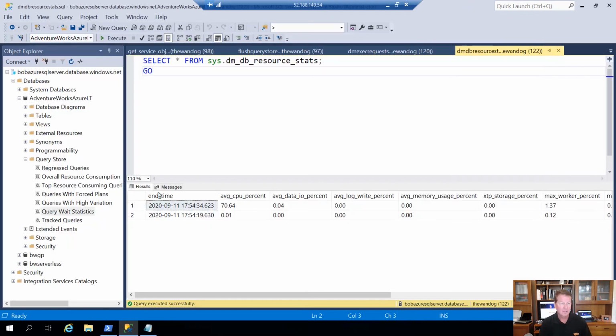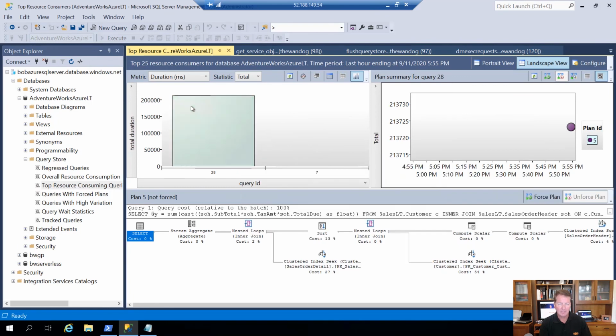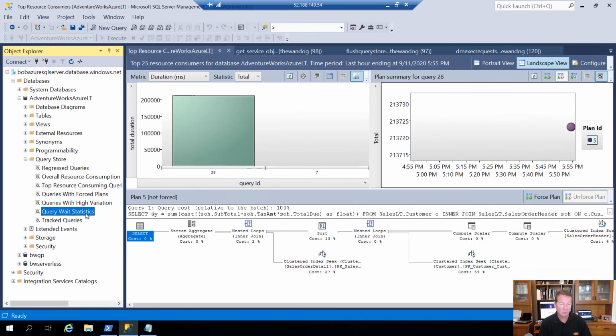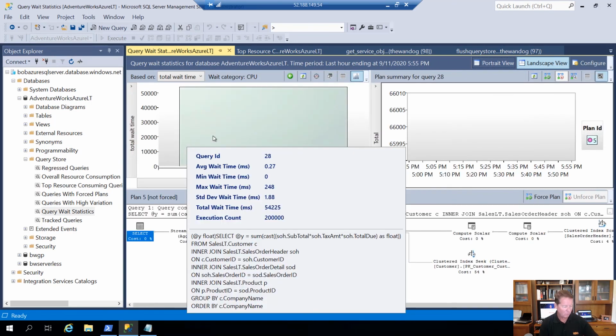I'll go back, look at my query store reports again, and I can see now that the average duration for this query is much faster. Notice here that the average duration is only like 1 millisecond. So what about waits? I'll look at query wait statistics, and I'll see here I'm still waiting on CPU, but notice here that the overall average wait time is significantly less than it was before. So a great example of showing you the capabilities of scaling in Azure SQL, getting faster performance with no migration of your database, simply by making a T-SQL change.